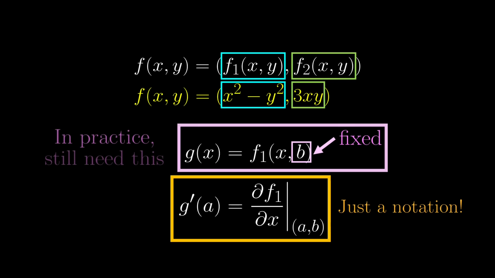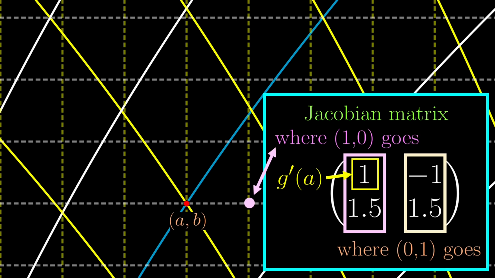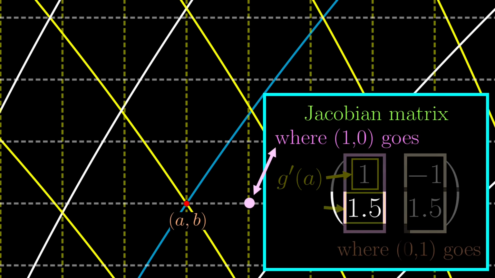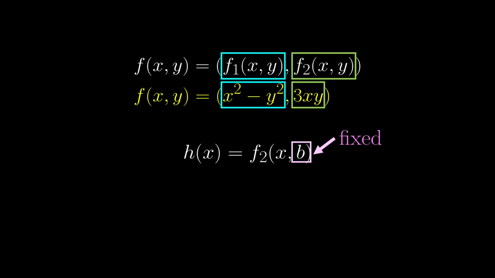In practice, we still need to at least think of g to do the differentiation. This helps us find the first number in the Jacobian matrix, and the other numbers are quite similar. For example, if we want to find this entry, we simply define another function that extracts the y-coordinate instead. More precisely, we define another function h using the second component of f instead.